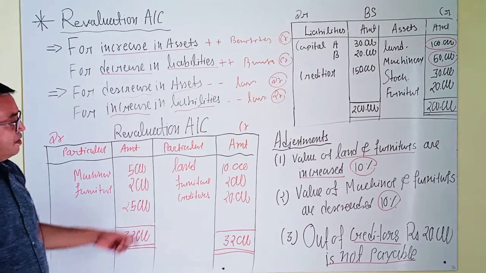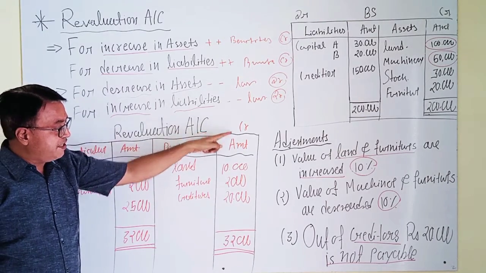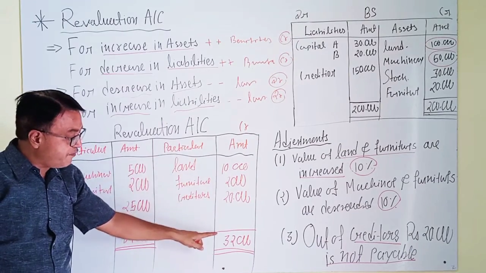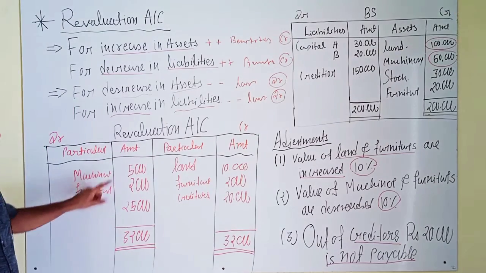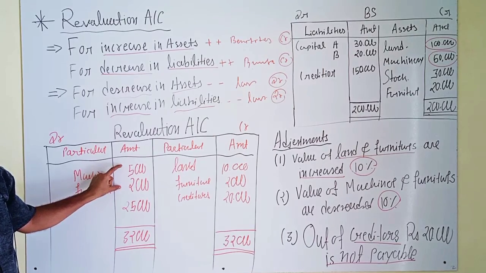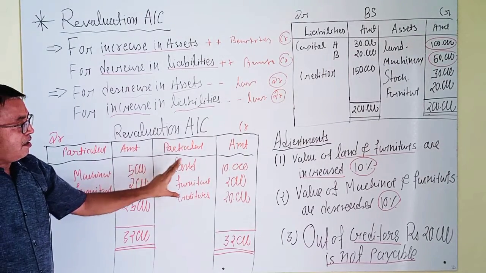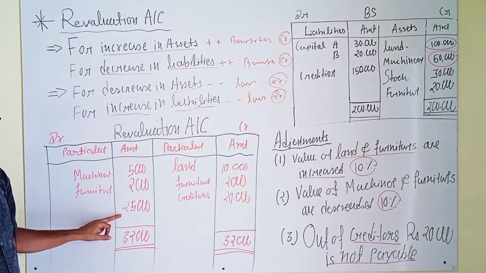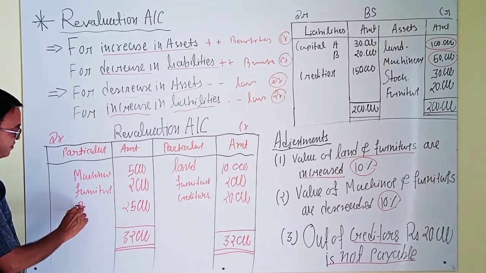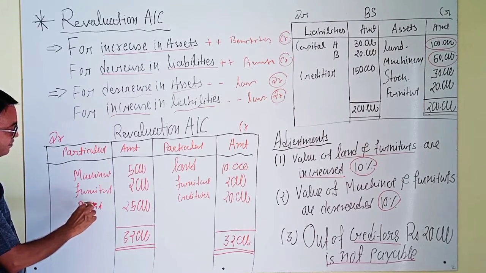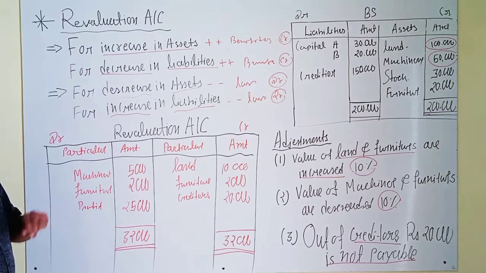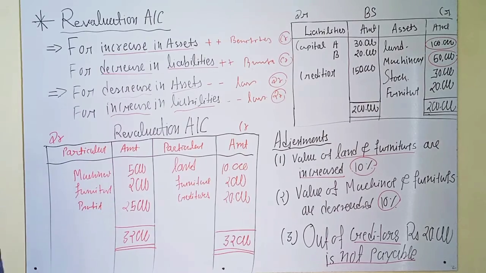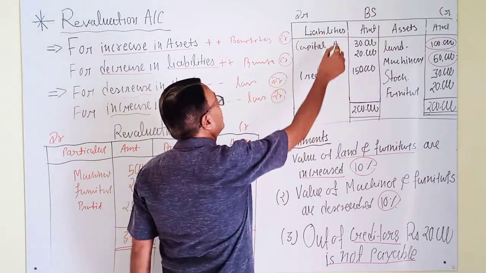Now see, total credit amount is 32,000. It is our total benefit, and total loss is 7,000. Credit minus debit means 25,000. It is profit. It is net profit. And where will it be transferred? The 25,000 profit will be transferred to the capital account.